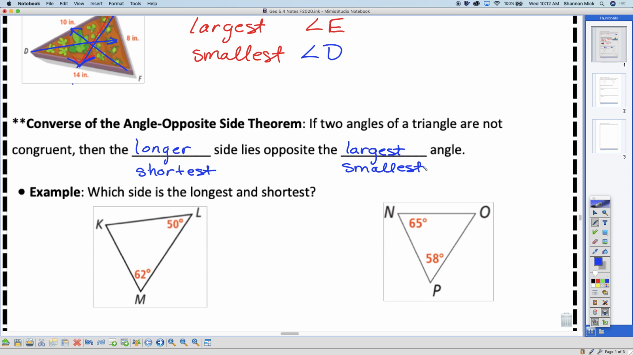So on these examples, we want which side is the longest and which side is shortest. So we're going to have longest and shortest. Well, to know that, I've got to have all three angles, yes? Yeah. So how am I going to find K? You gotta remember to subtract from 180. Okay, so I'm going to have 180 minus 112. So I get 68. So now I have 68.